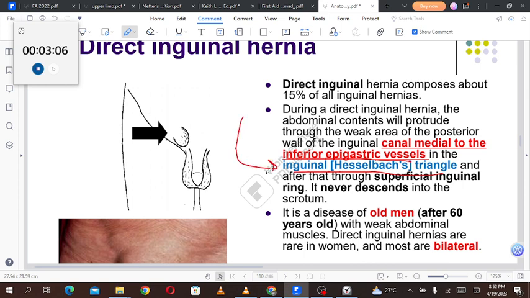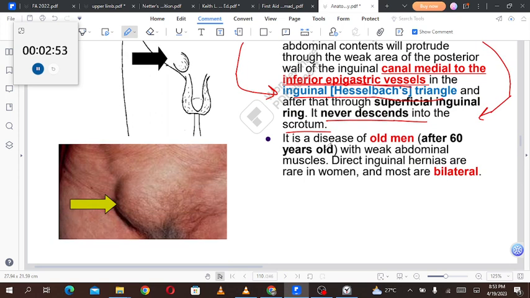So the indirect inguinal hernia was in the inguinal canal, while the direct inguinal hernia is in the Hesselbach triangle. And after that, through the superficial inguinal ring, it never descends into the scrotum. It never descends into the scrotum. It is a disease of old men after 60 years old with weak abdominal muscles.